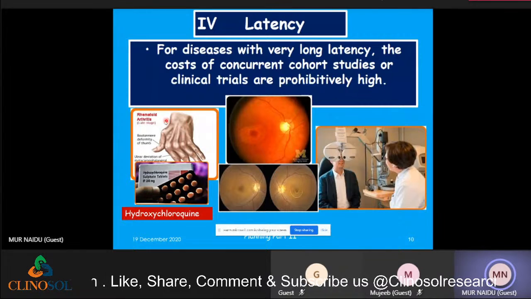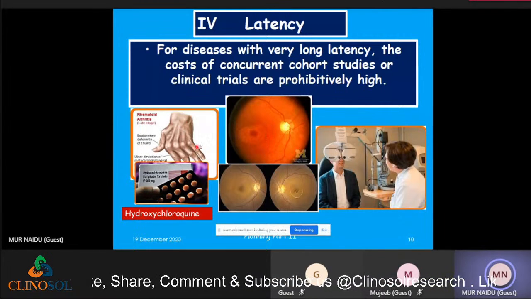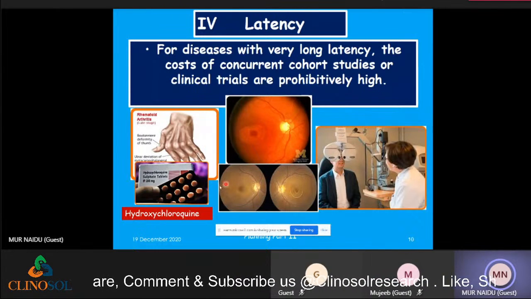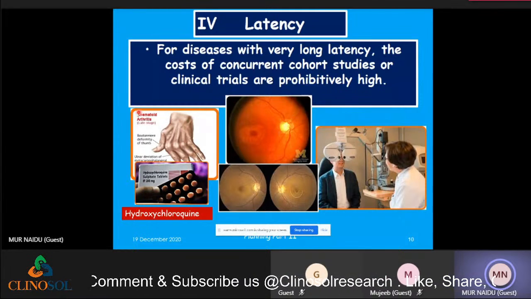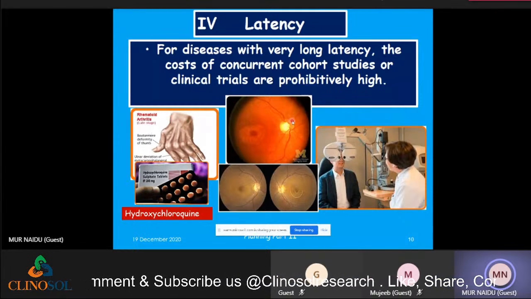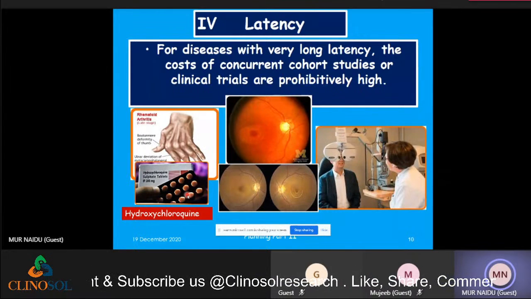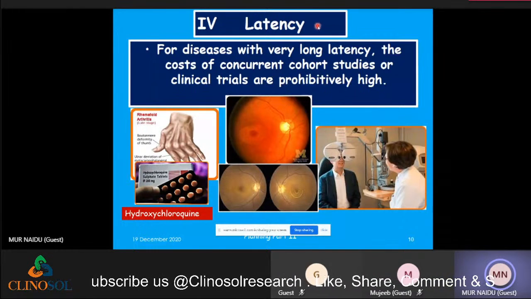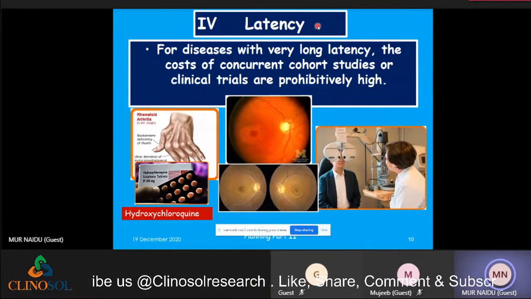So the disease is lasting for a very long time, and the drug which you are using is producing a lot of side effects. You have to monitor. Otherwise, the patient will become blind. He may be cured of rheumatoid arthritis, but he is not able to see because you have already caused retinal damage by using hydroxychloroquine. So latency becomes a very important factor in clinical research.